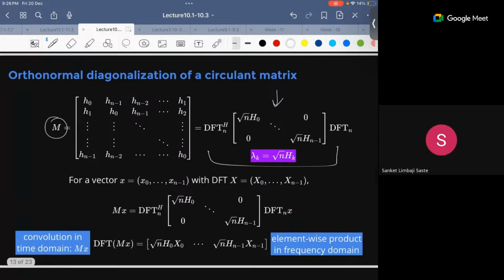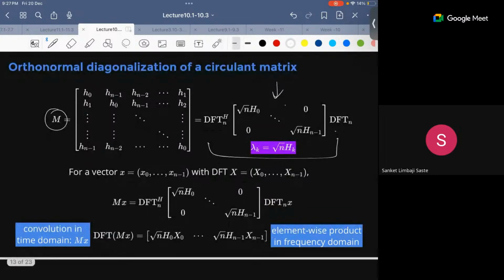If you have been asked to calculate the DFT matrix, what will you do? You just have to calculate the eigenvectors itself. If you have been asked to calculate the eigenvalue matrix, again you have to calculate the eigenvalues. Clear? Okay, is it clear to everyone?